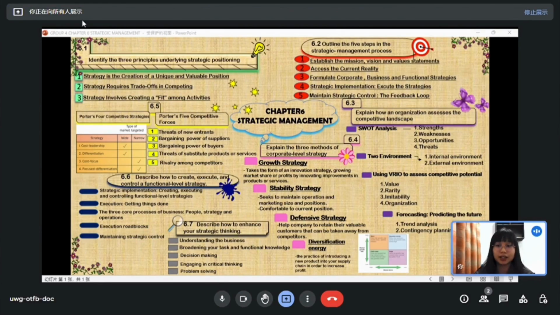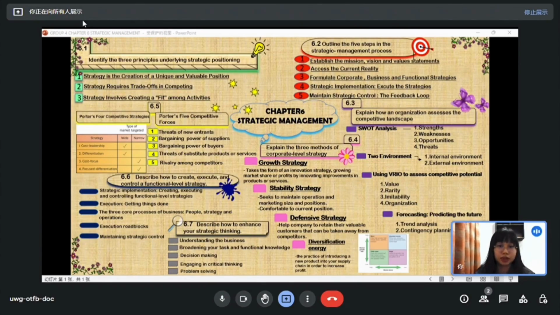The second principle is strategy requires trade-offs in competing. As a glance at the preceding choices shows, some strategies are incompatible. Thus, a company has to choose not only what strategy to follow, but what strategy not to follow. The third principle is strategy involves creating a fit among activities. Fit has to do with the ways a company's activities interact and reinforce one another.